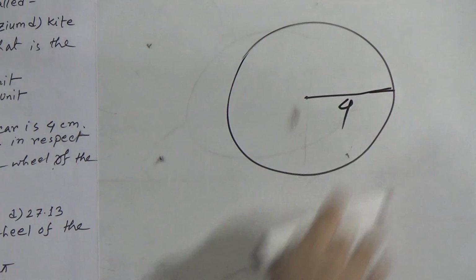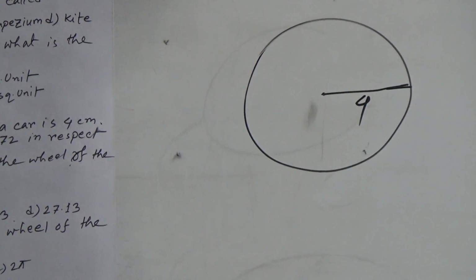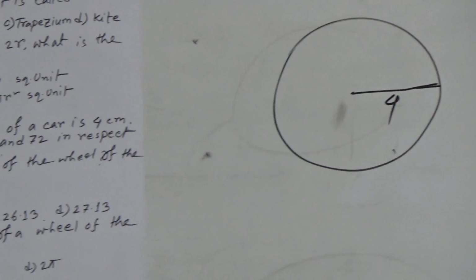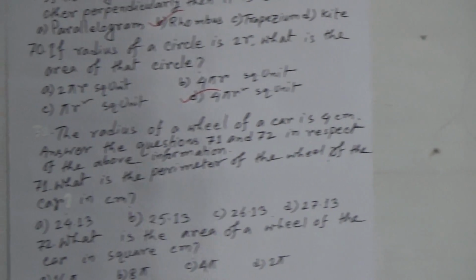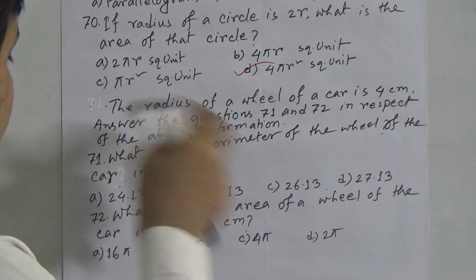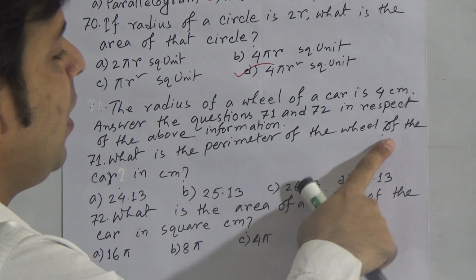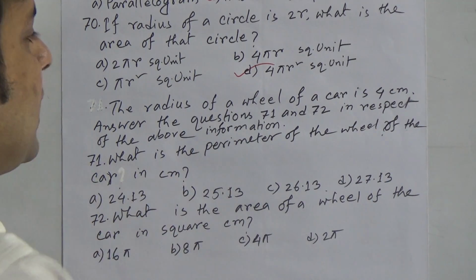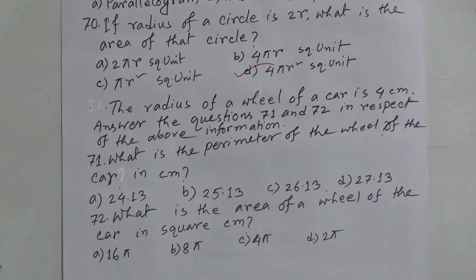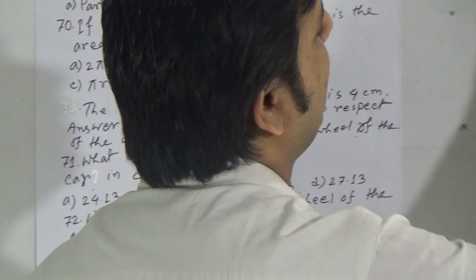The students, what we need to find here? Now see, answer the question 71 and 72 in respect of the above information. So depending on this information, we have to answer question 71 and 72. To answer question 71, we need to read the question at first. What is the question? What is the perimeter of the wheel of the car in centimeter? We need to find the perimeter. Perimeter means the length of this curved line.